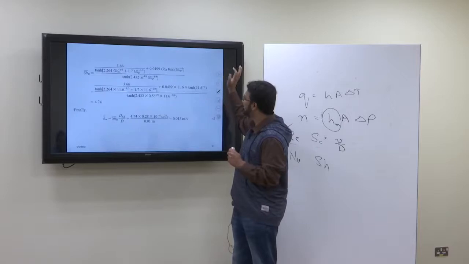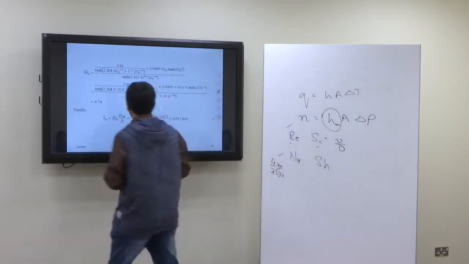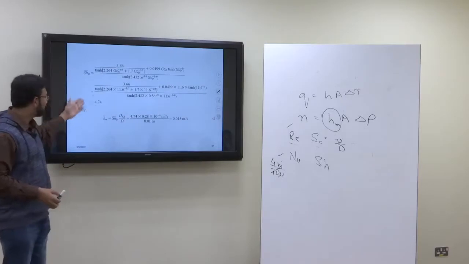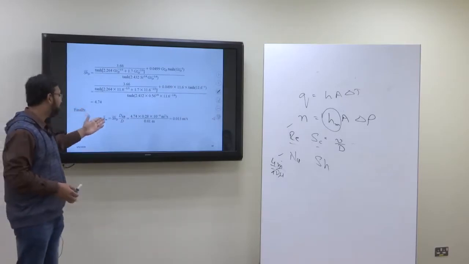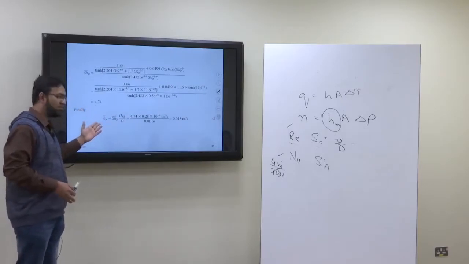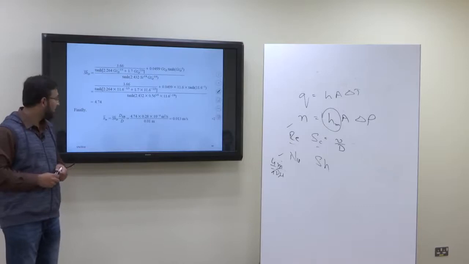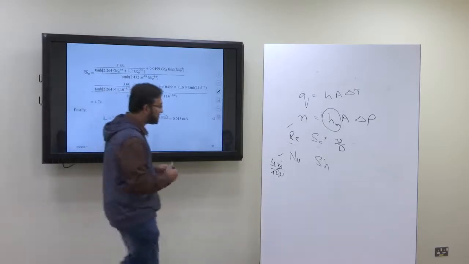Okay, so now we calculate the Sherwood number. Once we know the Sherwood number, we will use it to find the mass transfer coefficient. It's the same as the Nusselt number, only there is one difference.